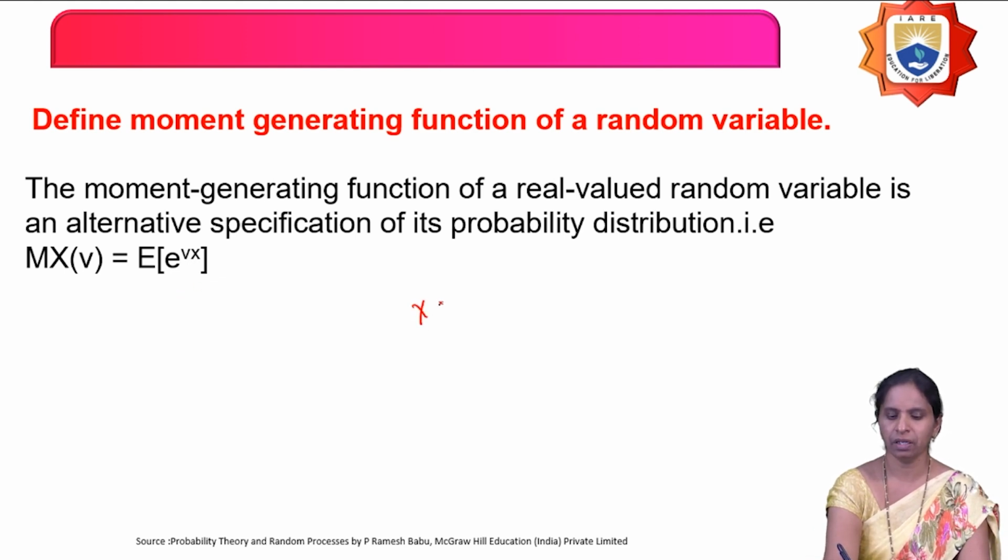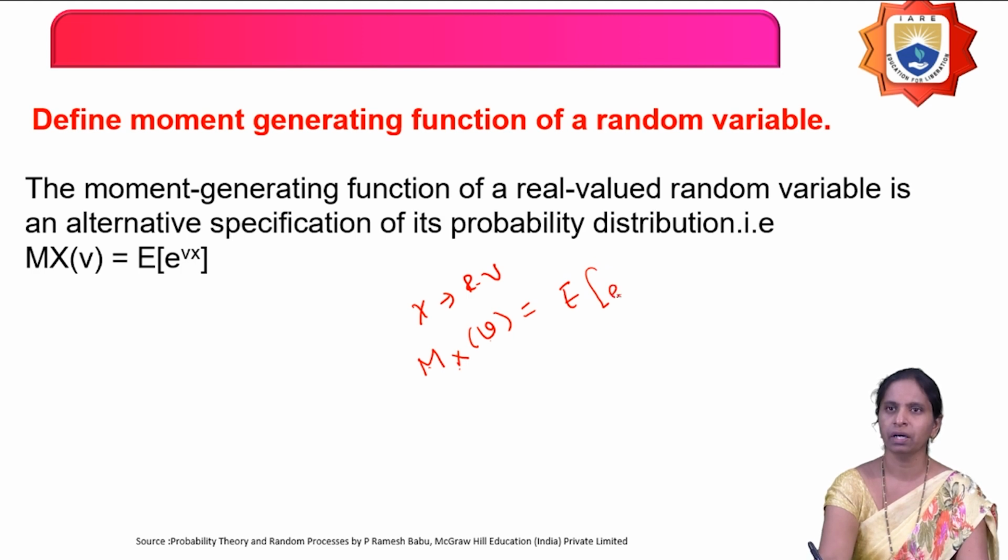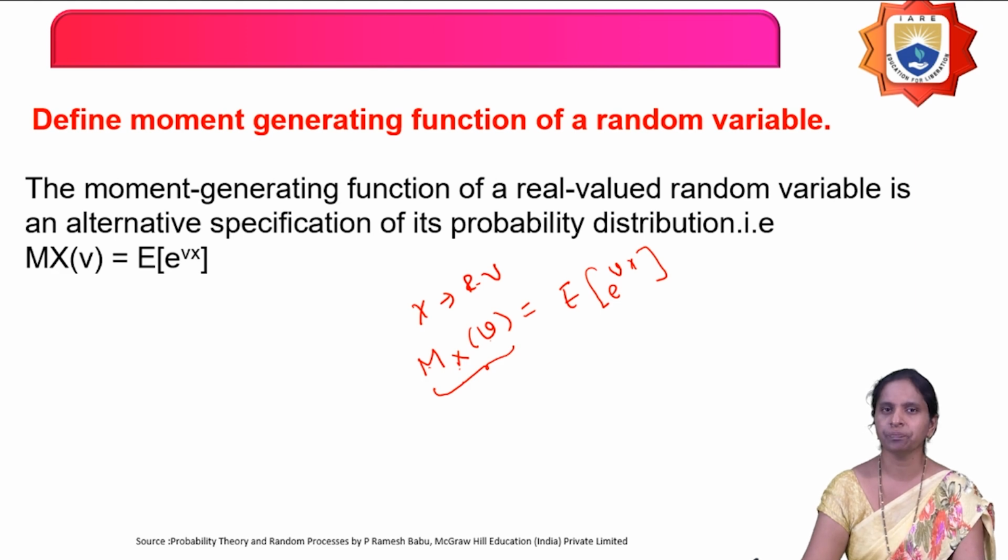For example, if x is a random variable, then the moment generating function of that random variable is denoted by Mx of v, which is equal to the expectation, or the statistical average, of e power vx. It is called the moment generating function of a single random variable x, and it is used to calculate the moments about the origin.